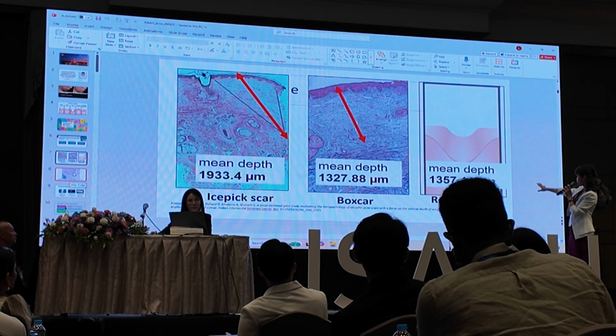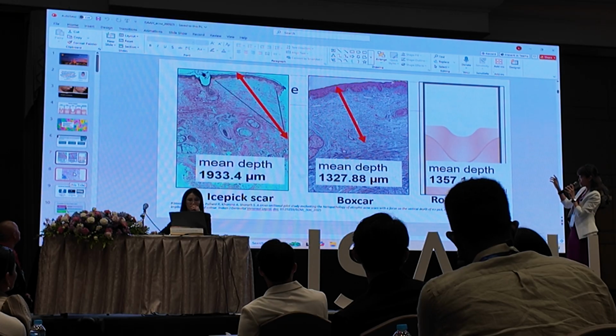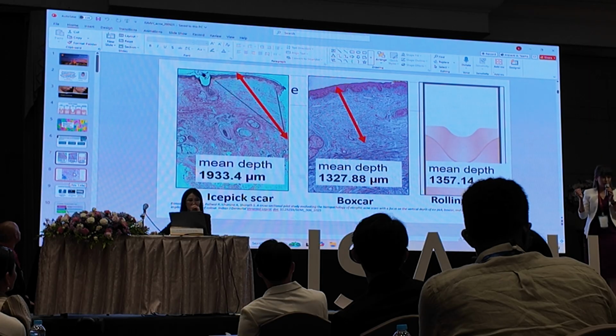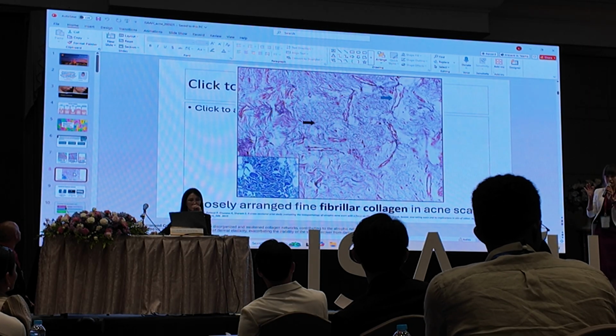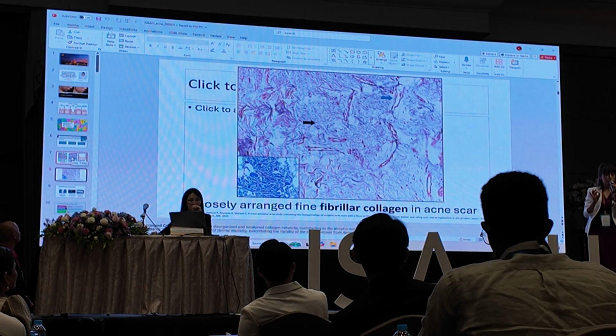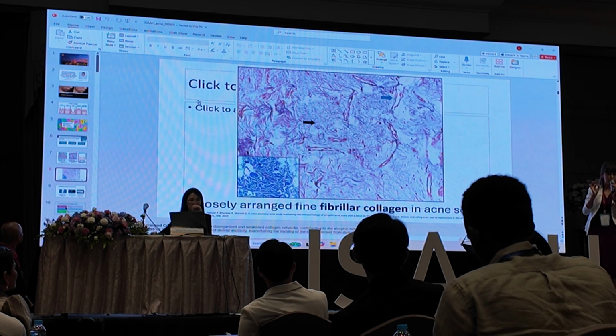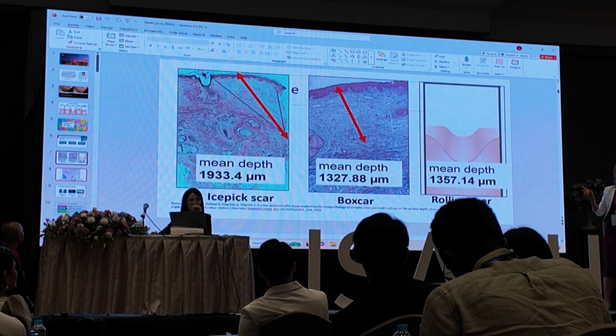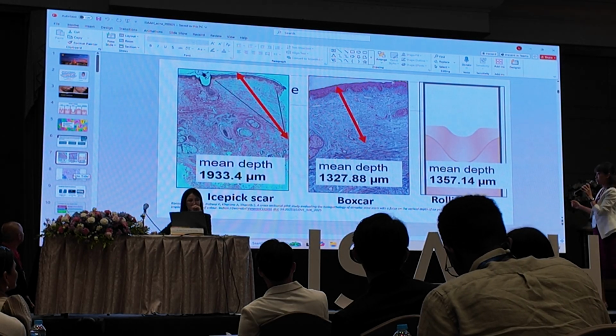The boxcar and rolling scars are a little more shallow, but still deep, at 1,300 micrometers, which means that for this kind of deeper scar, we have to treat deep. For those lasers that cannot treat this deep, it may not be effective enough.